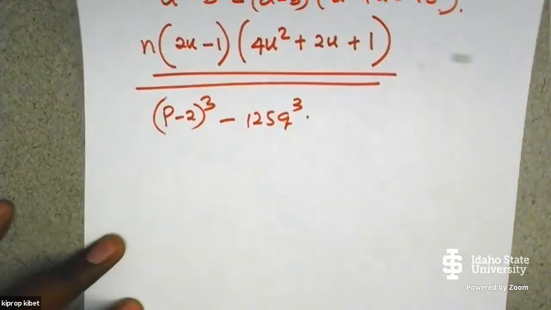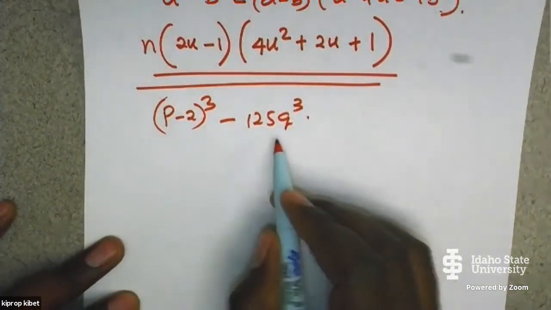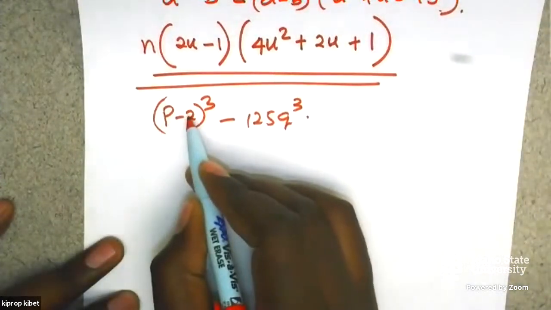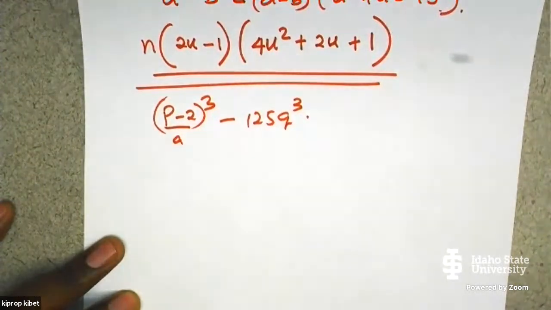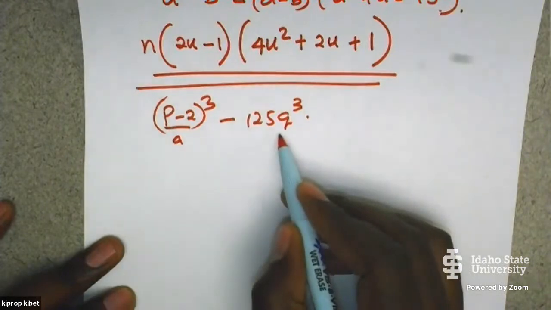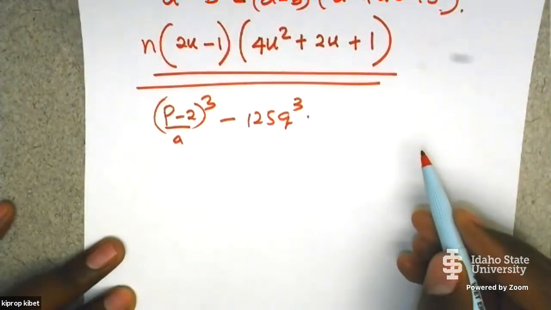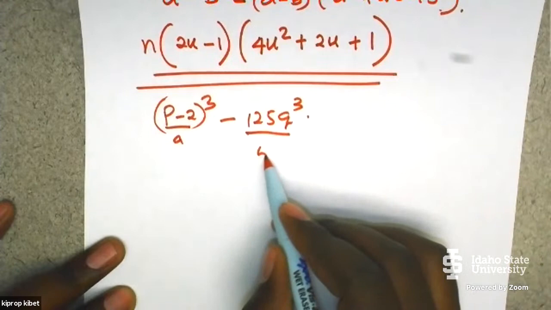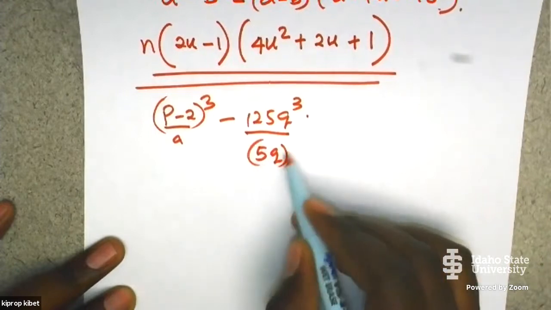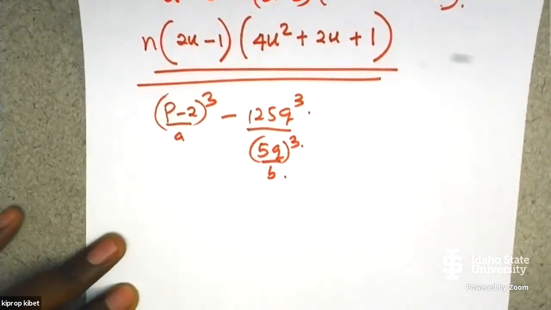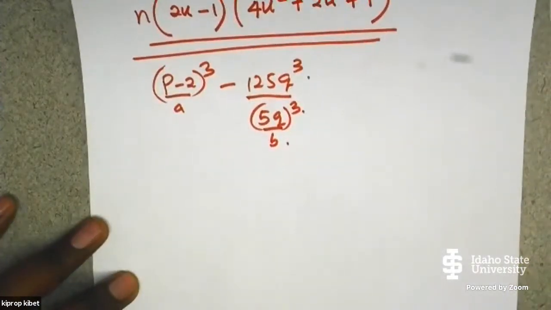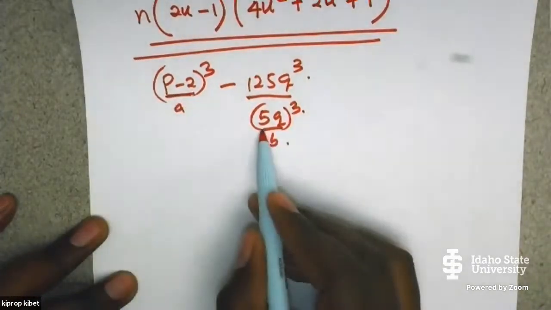Okay. So looking at this, it is okay up to here. All of that is similar to A. What about this one? 125 is 5 cubed. This will be 5q, the whole cube. The whole of that is B. Are we together? So the whole of this is A, the whole of that is B.